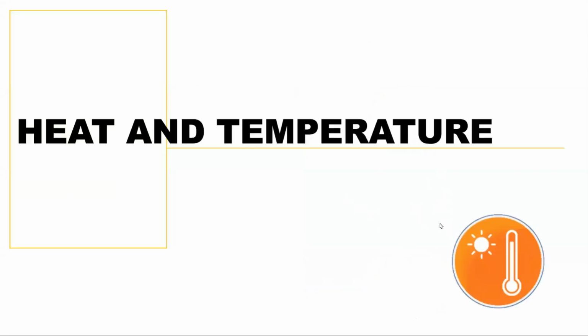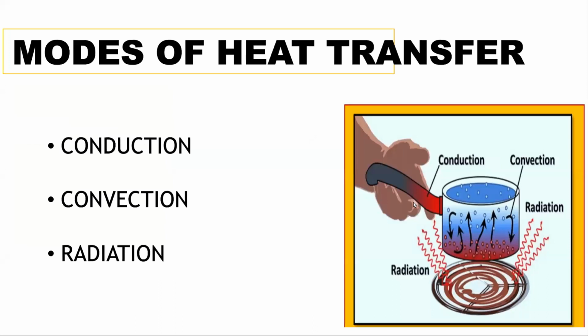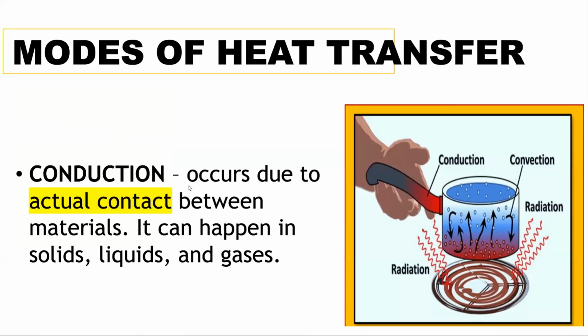So for now, we will proceed to lesson 6.2. Still the week 7 folder in Schoology. And for the modular, we have the week 7 module. Okay? So heat and temperature. We have modes of heat transfer. We have 3. Conduction, convection, and radiation. Okay. So let's start with the conduction.